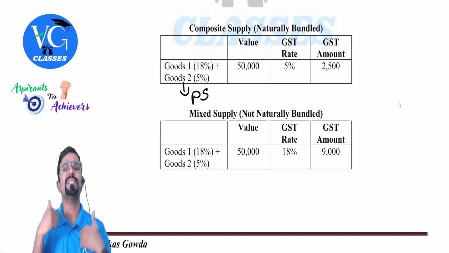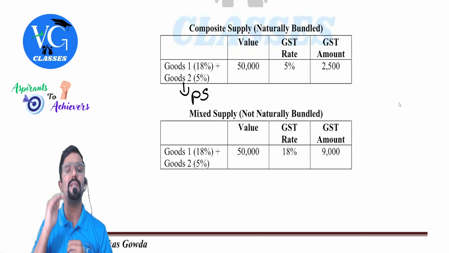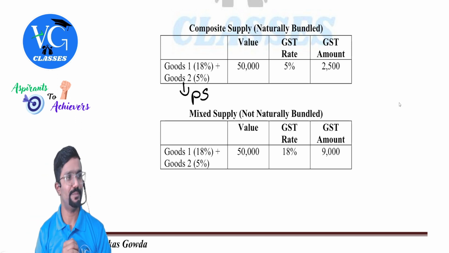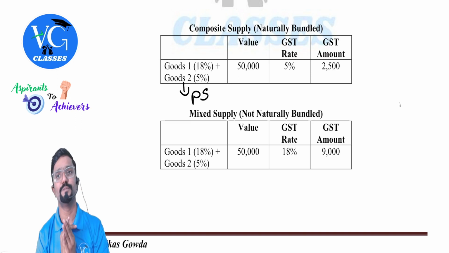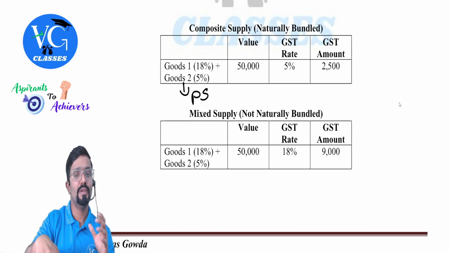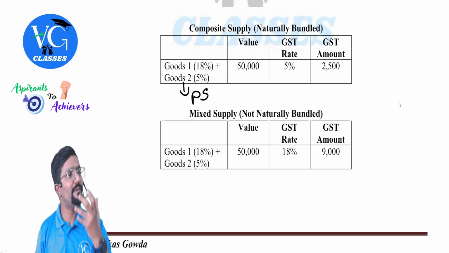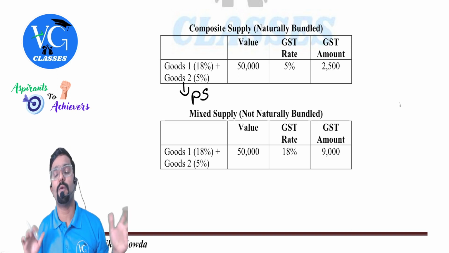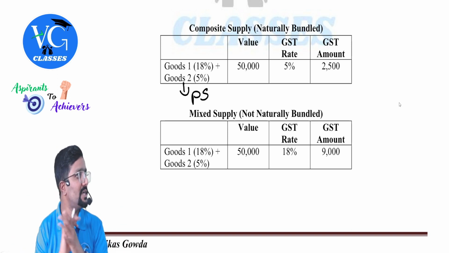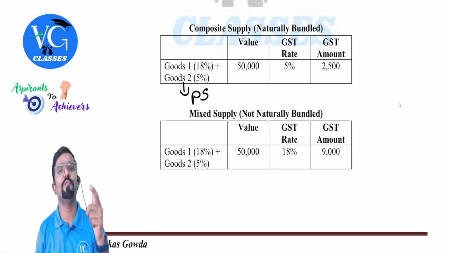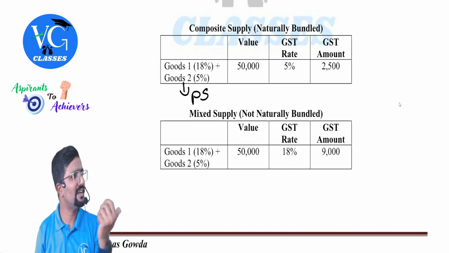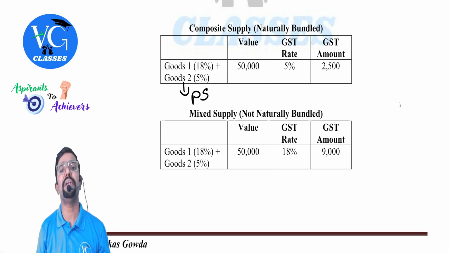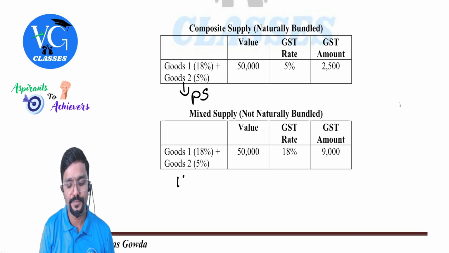Now, in case of mixed supply, what is the rate applicable, sir? Whatever rate is applicable for the product which is the highest rate in the entire combo. Let us see that example. Assume goods 1 and goods 2 are supplied together for 50,000. And none of this is a principal supply. Why so? Because it is a mixed supply, not naturally bundled. So if I ask you in shampoo, face wash, face cream, what is principal supply? Sir, none of them are principals. None of it is having a predominant element. So in that case, what do they pick? They will pick the highest rate, guys.